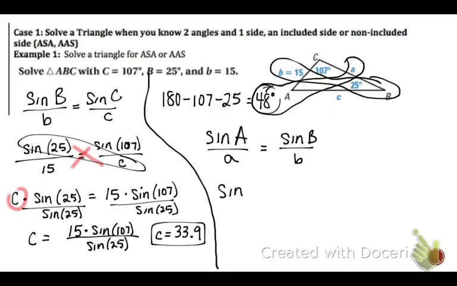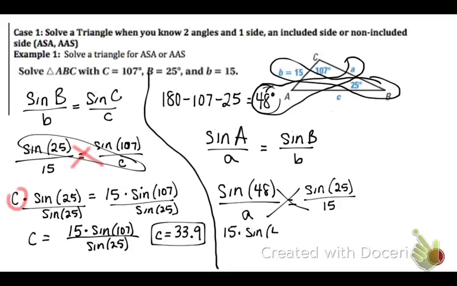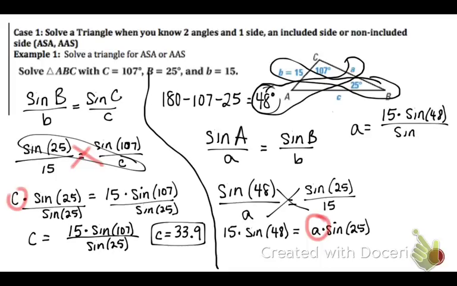So we have sine of angle A, which is 48, over little a equals sine of B, so sine of 25, over little b, which is 15. Cross multiply. Then in order to get A alone, we're going to divide both sides by sine of 25. So we get A equals 15 times sine of 48 over sine of 25.